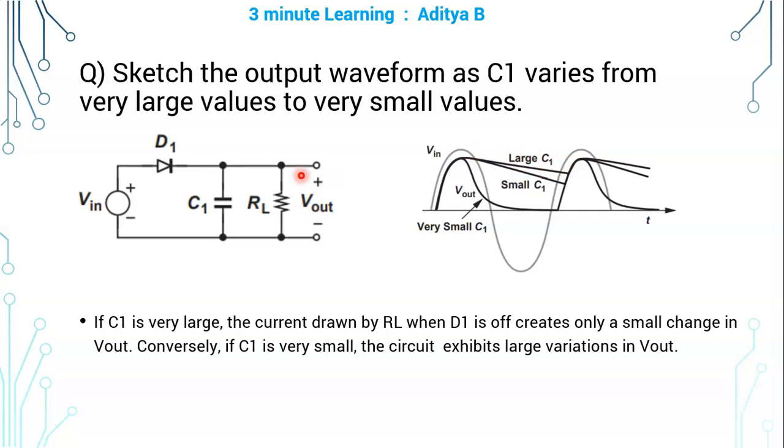But if you decrease the value of C1, it starts to fall quickly, with a little higher slope. If C1 is very, very small, then the capacitor C1 very quickly discharges through resistance RL. You can see the slope here. For very small C1, the discharging time constant C1 into RL is very less. So within a very small time, the capacitor is discharged, and hence again you are getting huge ripples.